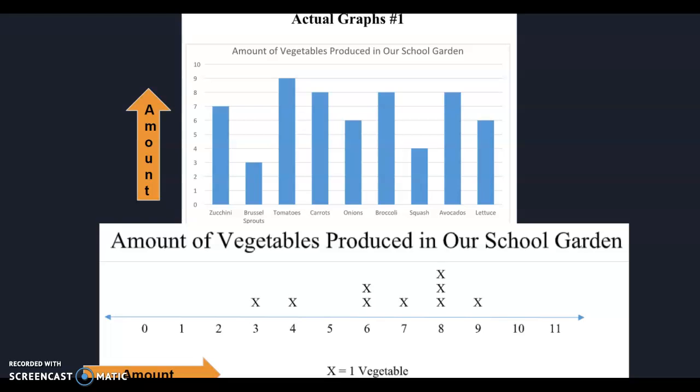So what do you notice about the amounts, and what else do you notice or wonder about these graphs? Now that you have actually seen the completed graphs, what do you notice about the actual amounts, and what else do you notice and wonder about these particular graphs?